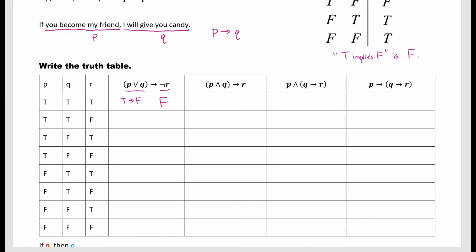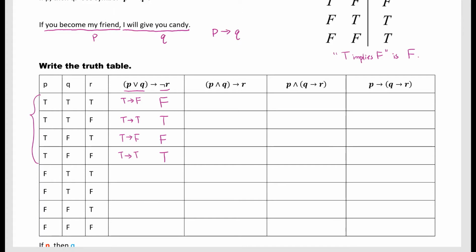Next. Do you see that actually all of these are true? True or whatever is going to be true. So this is true on the left. And then the R, not R. When R is false, not R is true. True implies true is true. True implies false is false. True implies true is true. So far, so good, everybody? Okay, next.